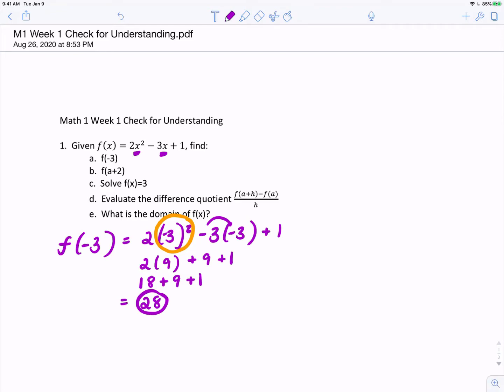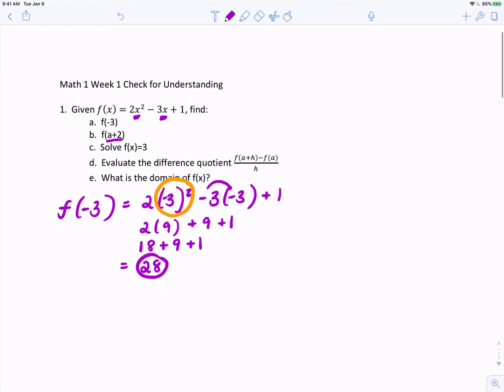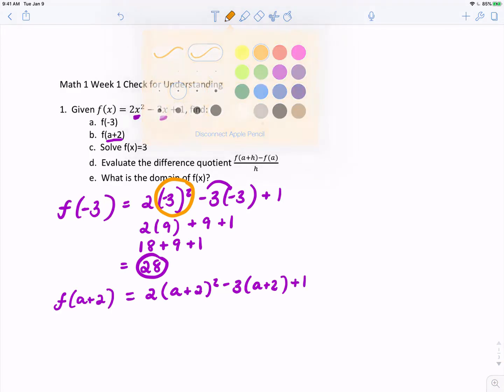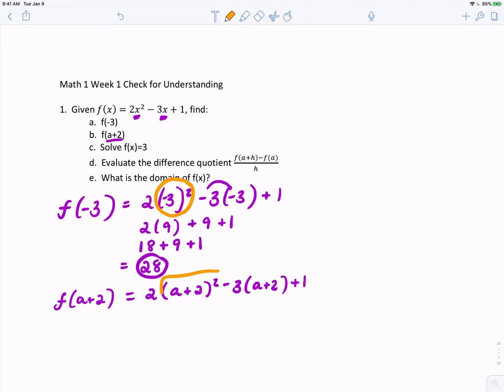Next, we'll find f of a plus 2. Now, if you plug in an expression, our answer is going to be an expression. All right, so again, f of a plus 2, wherever we see an x, we're going to replace that with an a plus 2. So 2 times a plus 2 squared minus 3 times a plus 2 plus 1. So let's carefully consider what this is equal to.